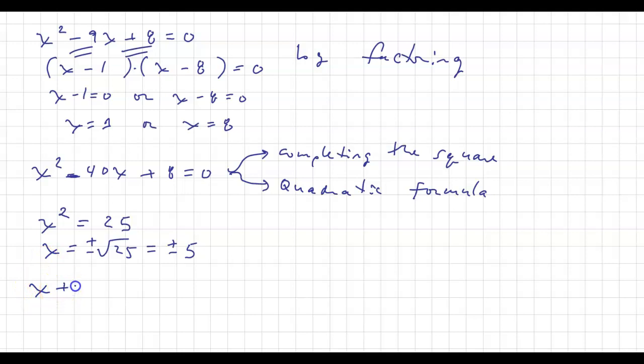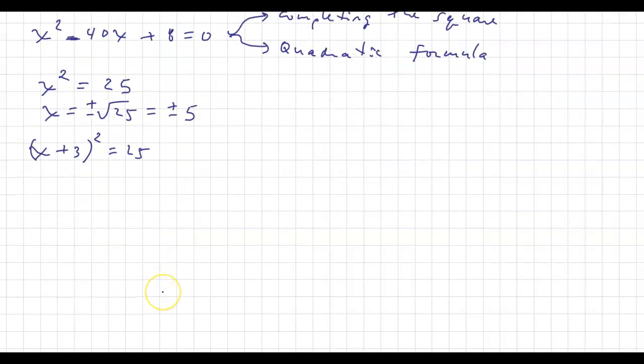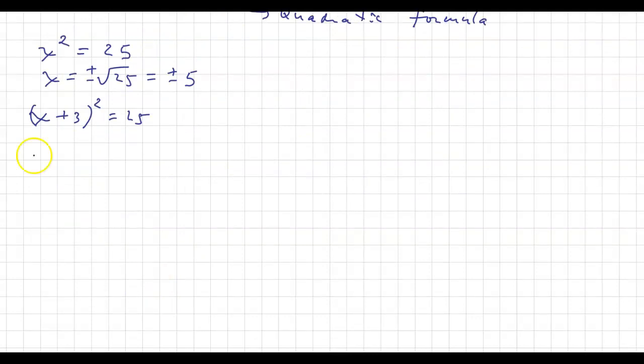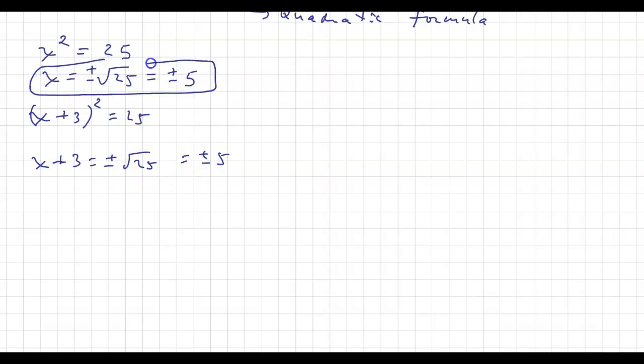Now, a question that looks similar would be something like this: x plus 3 squared equals 25. And it's almost the same thing. That means that x plus 3 has to be plus or minus 5. So we're not done yet. As here, well, x was plus or minus 5. Here, 5 is not the answer to this question. X plus 3 has to equal 5, or x plus 3 has to equal negative 5.